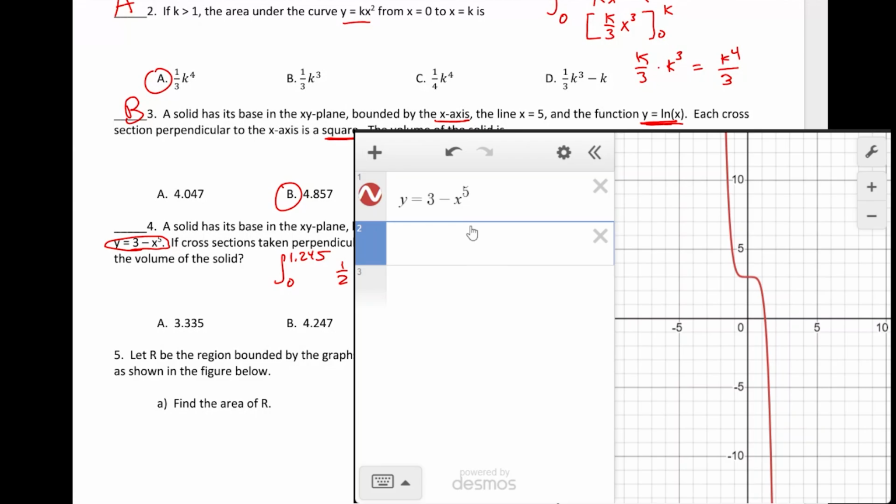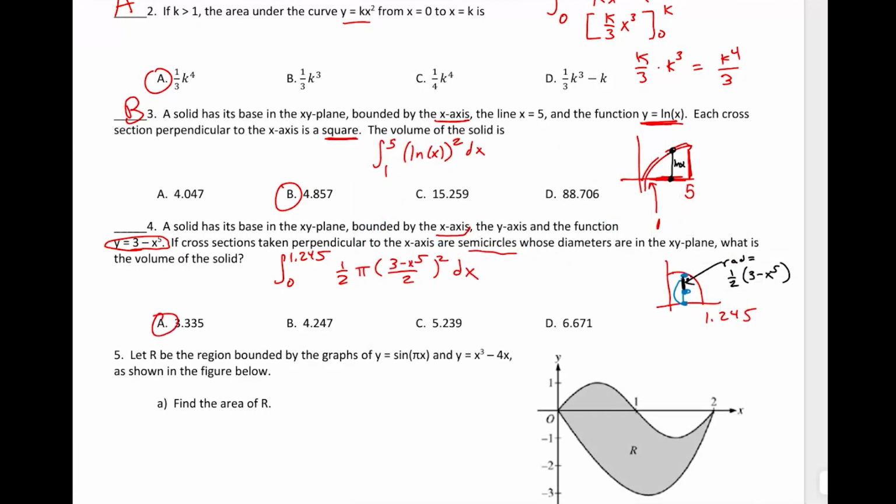So let's go ahead and type that in: the integral from 0 to 1.245 of 1/2 times pi times (3 minus x to the 5th) all over 2, squared, dx. We get 3.335. We can see that our answer is A.